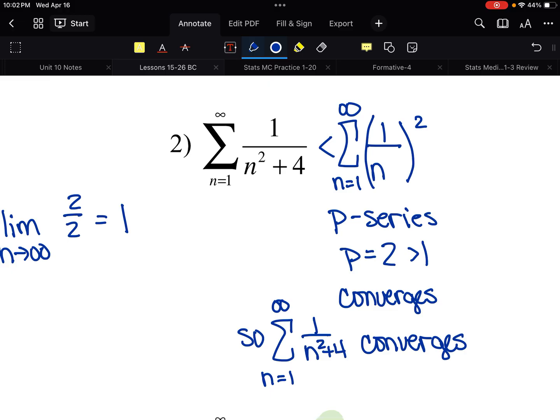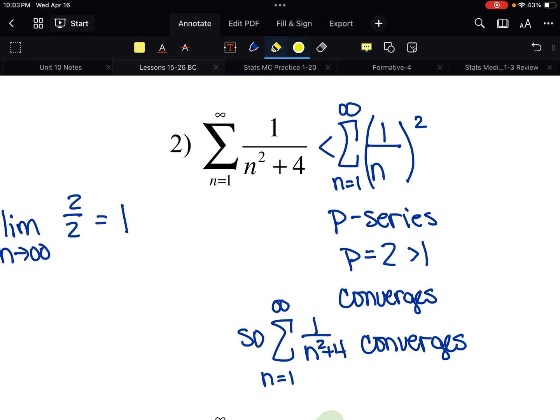This one, I haven't shown you one like this. When you look at this, I've got 1 over n squared plus 4, and I know the plus 4 is not really a big deal, but if that were just 1 over n squared, that would be a p-series. And I know how to do that. So how do these two things relate to each other? Okay, well, n squared plus 4 is bigger than n squared. So what happens when I divide by a big number? I get a smaller answer. So 1 over n squared plus 4 is going to be smaller than 1 over n squared.